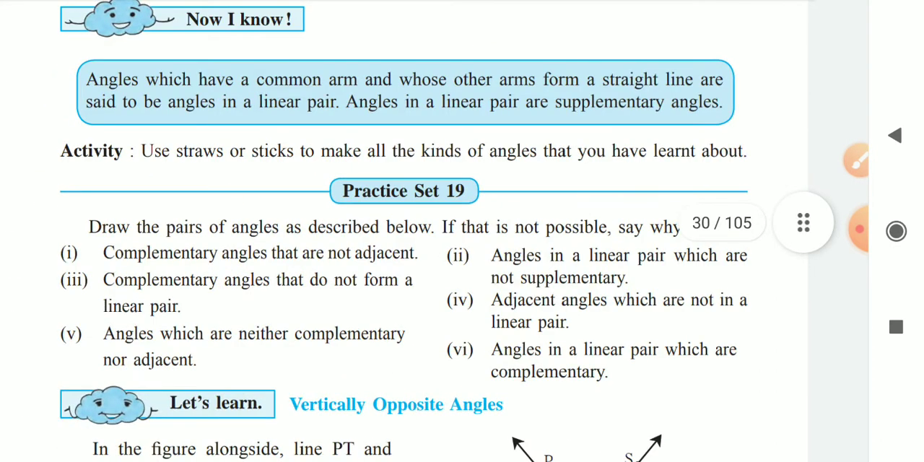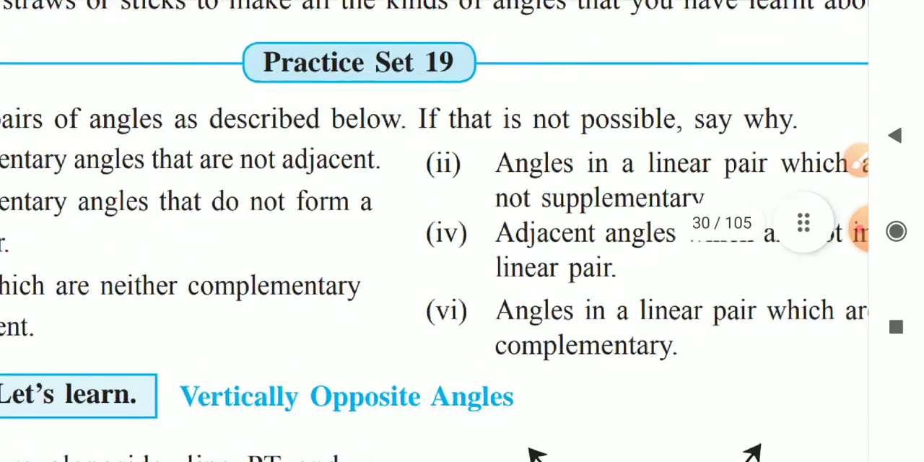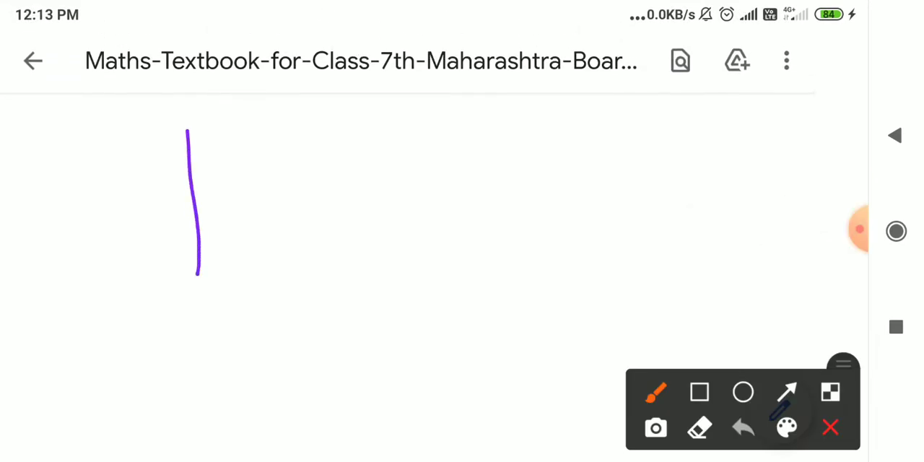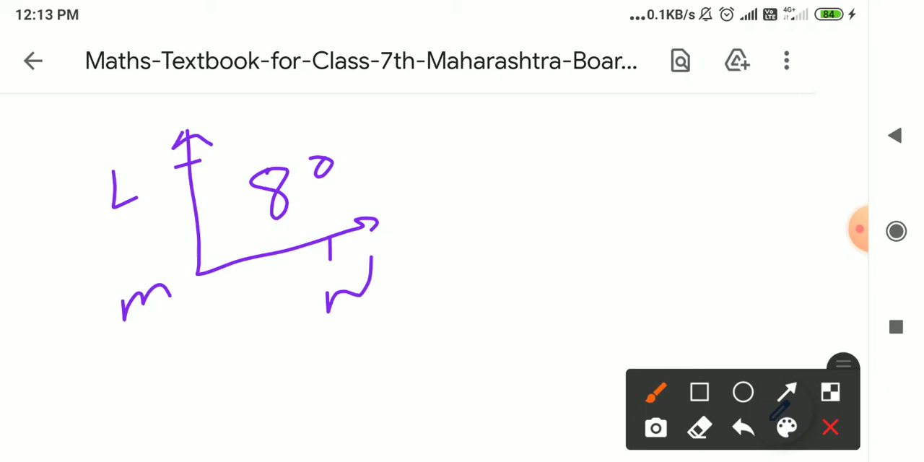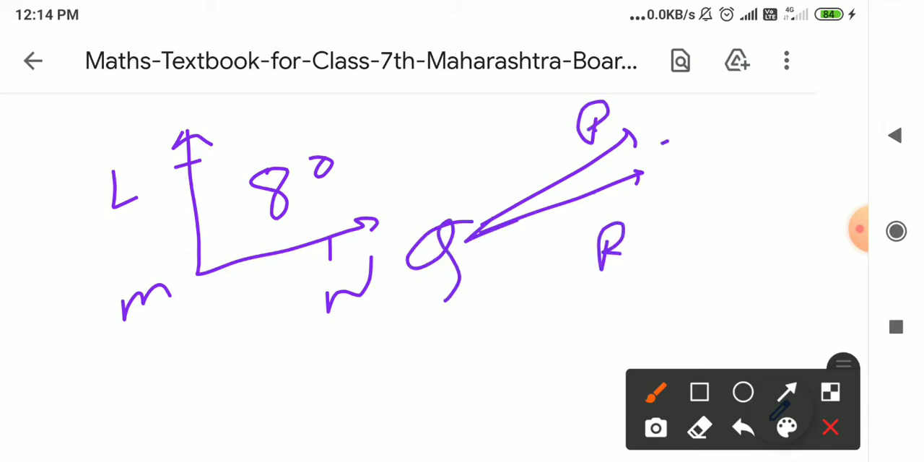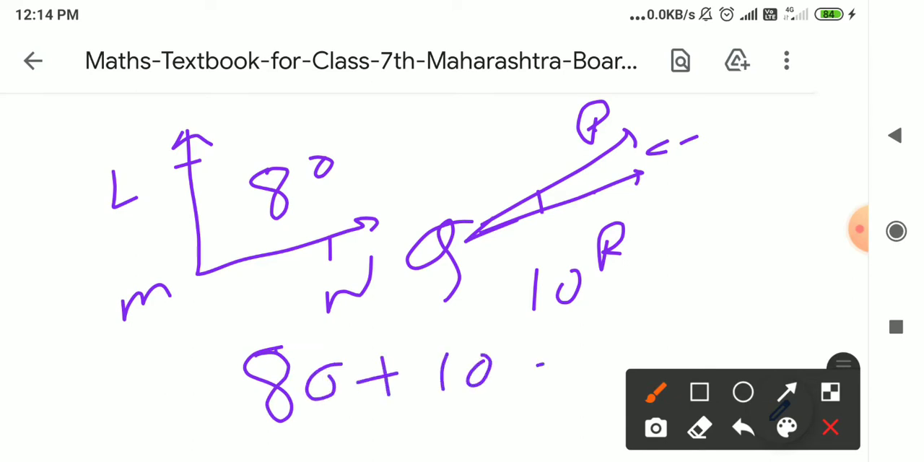The next statement is: angles which are neither complementary nor adjacent are possible. Why? Suppose I draw two angles. Suppose angle LMN measures 80 degrees, and one more angle I draw, PQR, and its measure is 10 degrees. According to the complementary angles definition, 80 plus 10 is equal to 90.